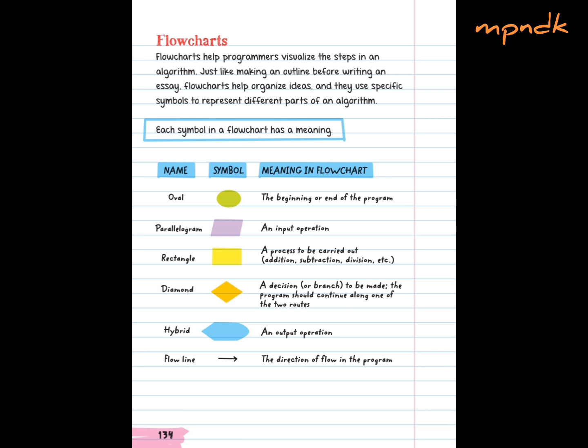A rectangle symbol means a process to be carried out, such as addition, subtraction, division, etc., in a flowchart. A diamond symbol means a decision or branch to be made. The program should continue along one of the two routes in a flowchart. A hybrid symbol means an output operation in a flowchart. A flowline symbol means the direction of flow in the program in a flowchart.